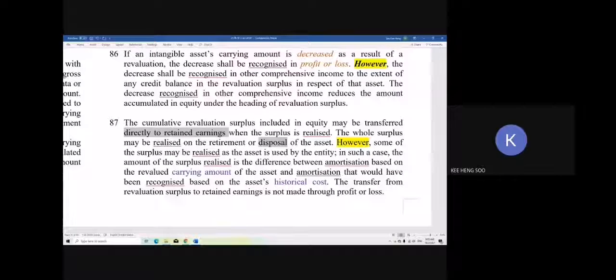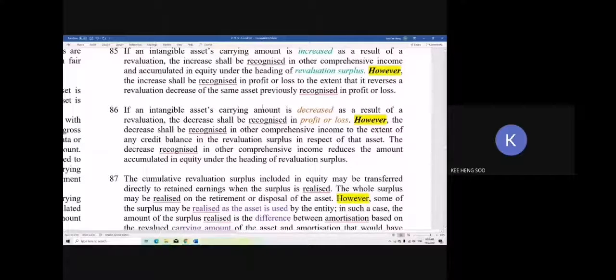And in this week's tutorial, you found that it can be realized as the asset is used. How to calculate? Same thing also. You calculate the difference between the amortization based on carrying amount and the amortization based on the historical cost. This is something like your paragraph 39, 40, 41 in IAS 16. Exactly the same, am I right?